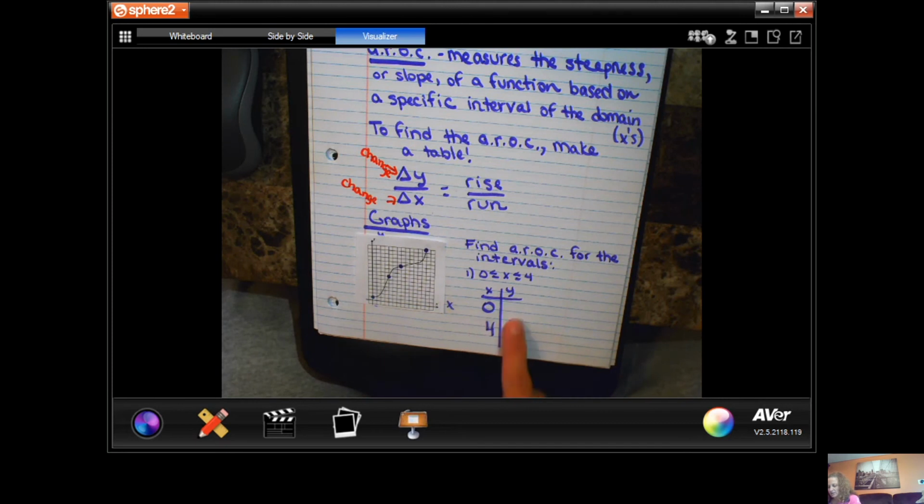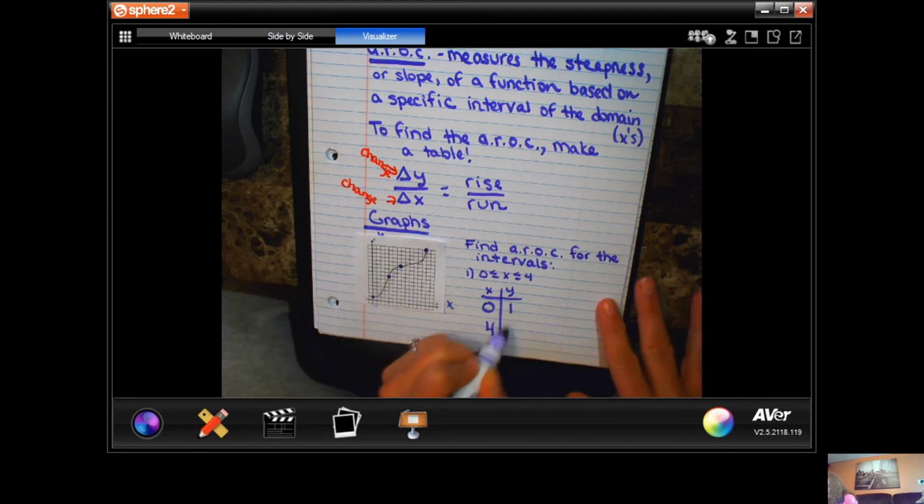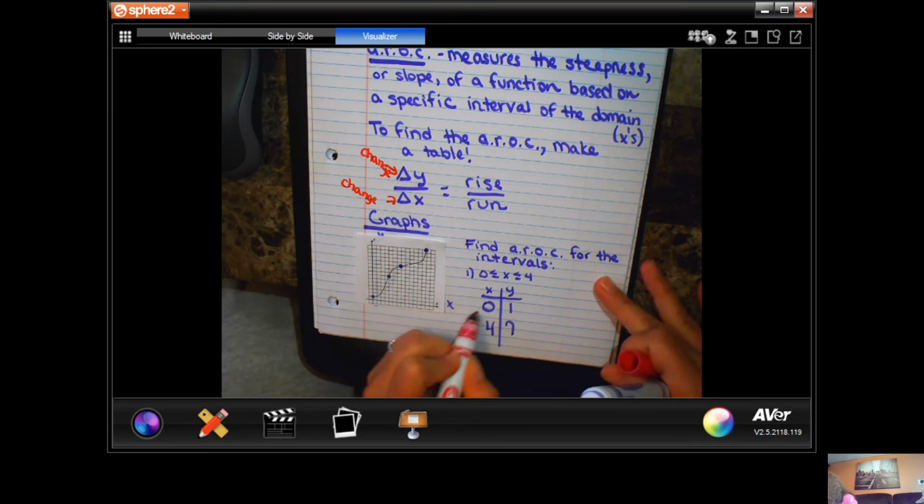So 0, what is in the graph? Well, that is (0, 1) if you can't see it. So I'm going to put a 1 there. 4, what is on this curve? Well, that would be (4, 7). This is how you find the average rate of change. All you have to do is find the differences and divide.